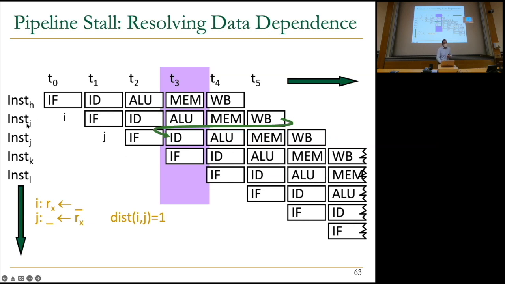Meaning, if you have an instruction I that's writing to register X, and the next instruction is reading from register X, you need to insert some distance between them. You cannot execute the next instruction immediately, or let it continue in the pipeline immediately. And how much distance you should insert between them depends on how many stages the pipeline has and what's done in each pipeline stage.